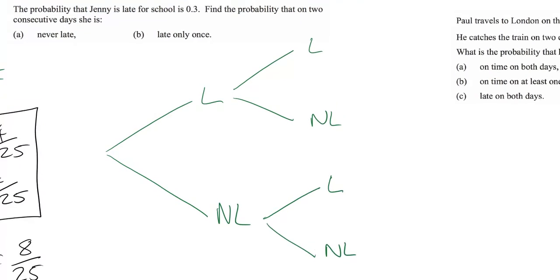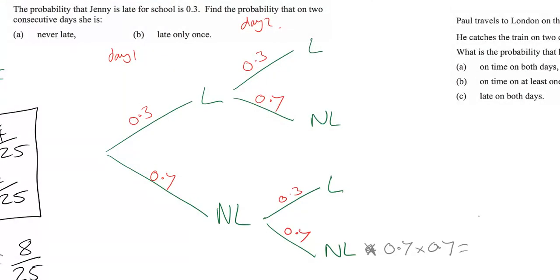It tells us that the probability of being late is 0.3. So let's write that in, 0.3. So that means that not late is going to have to be 0.7. Now, I'm using decimals here because the question's in decimals, but you could use fractions just as easily. The first branches is day 1 again, and the second set of branches is going to be day 2. Okay, so never late is going to be this thing down here. So that is going to be 0.7 times 0.7.